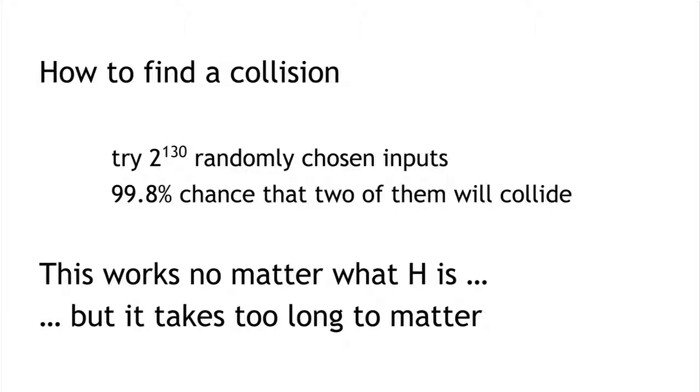Now, to make things even worse, I said that it has to be impossible to find a collision. Let me tell you how to find a collision, because there's a method that's guaranteed to work. The method works like this: we pick 2^130 randomly chosen inputs over on the left cloud of that previous diagram. If we pick those 2^130 randomly chosen inputs, it turns out there's a 99.8% chance that at least 2 of them are going to collide. So this is a very simple method for finding a collision.